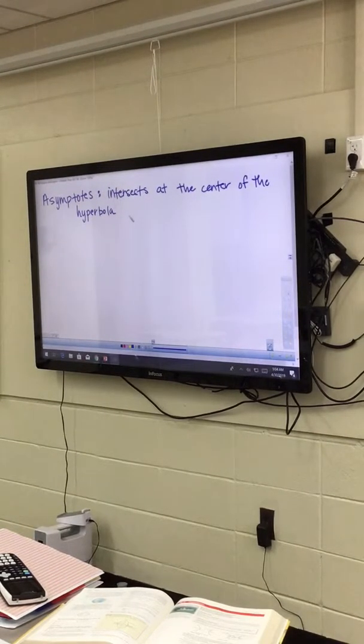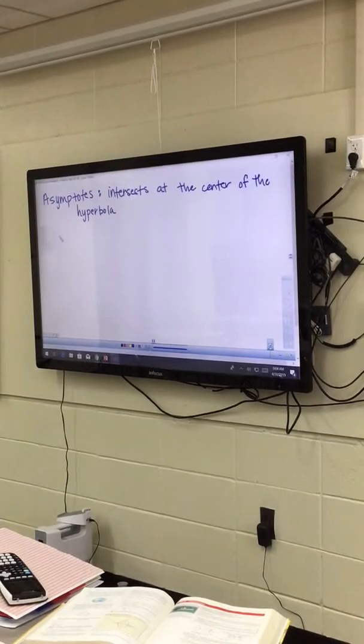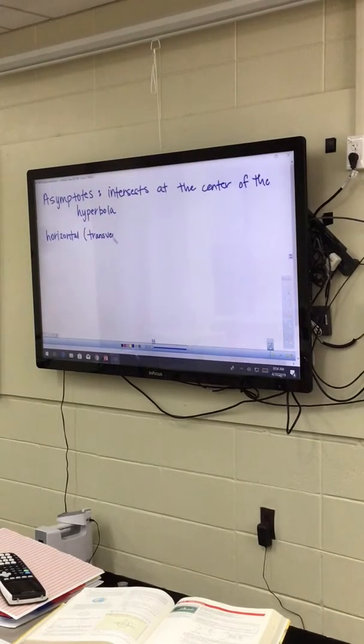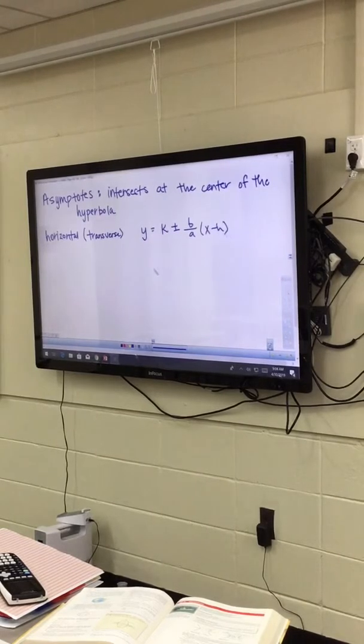All right, so the asymptotes intersect at the center of the hyperbola, and we have two equations given for us to use to find the asymptotes. When the transverse axis is the horizontal axis, it is y equals k plus or minus b over a times x minus h.